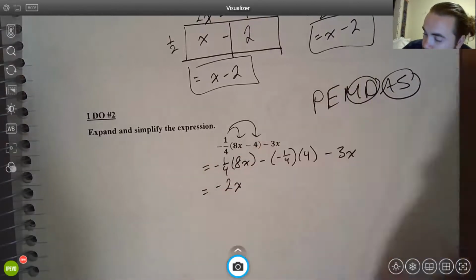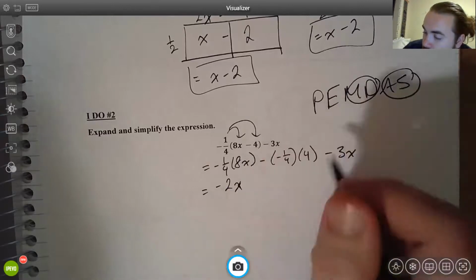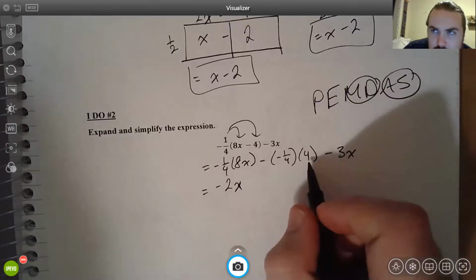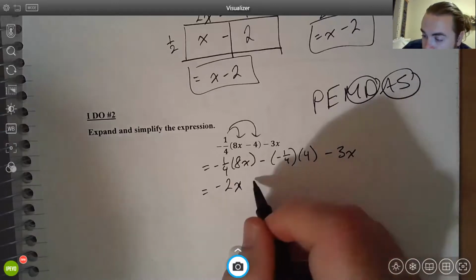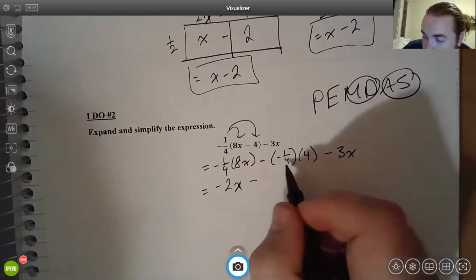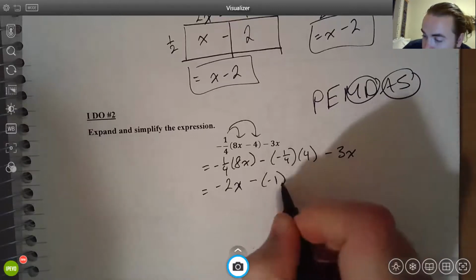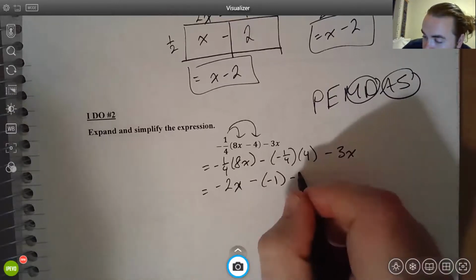2x. All right, again, negative 1/4 times 4. Well, that's going to be 4/4, which would just be 1. So subtracting the negative times a positive is negative, negative 1 minus 3x.